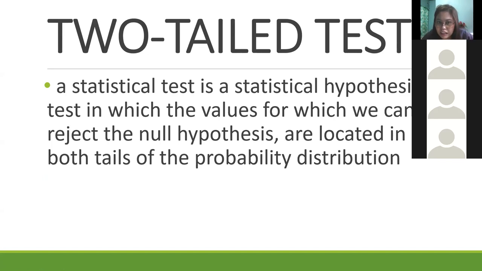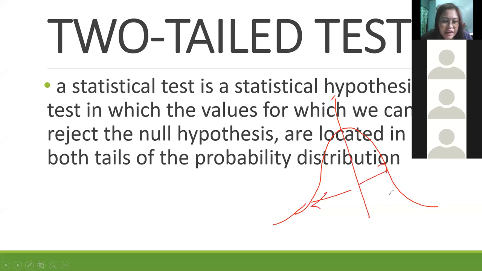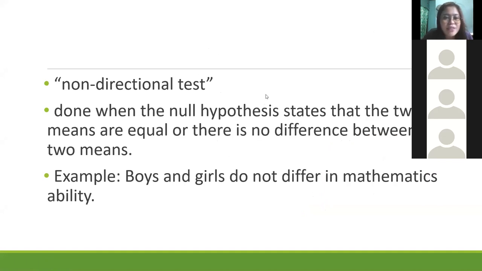This is another statistical hypothesis test wherein the values for which we can reject our null hypothesis are located sa both tails of the probability distribution. So wala tay direction din hi. So if this is your probability distribution, the values can either be going to the left or going to the right before we can either accept or reject our null hypothesis. That's two-tailed test or otherwise known as non-directional test.